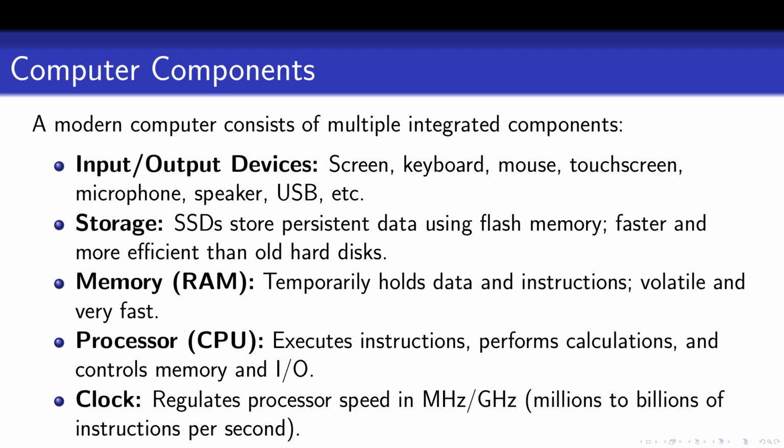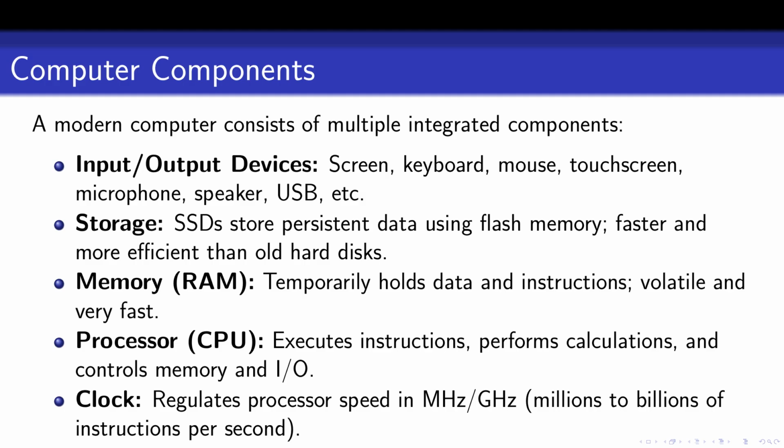Let's wrap up our under the hood tour of the computer by looking at its major components. A modern computer is made up of several interconnected parts, each doing a specific job. First, we have the input and output devices, or I/O. These include things like your keyboard, mouse, touchscreen, microphone, speakers, USB ports, and of course, the screen or monitor. These peripherals allow you to interact with the computer, whether you're giving it data or receiving feedback.